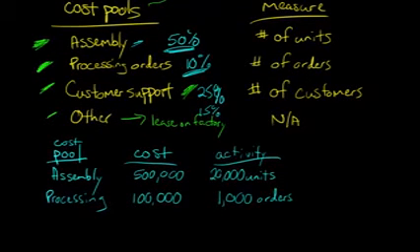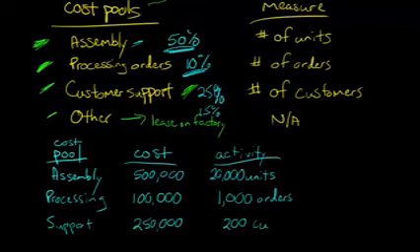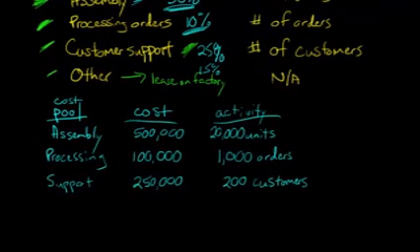So next up is our customer support. We'll just call this support. And we need to know the cost for this. So we say, okay, it's 25% that we estimated of that million, right? So that means that 250,000 gets dumped in the support bucket. Now the number of customers was our measure for support. Let's say we're expecting to have 200 customers. And then in our other category, that's just 15% of that million. Let me scroll down a bit. So other is going to be 150,000.